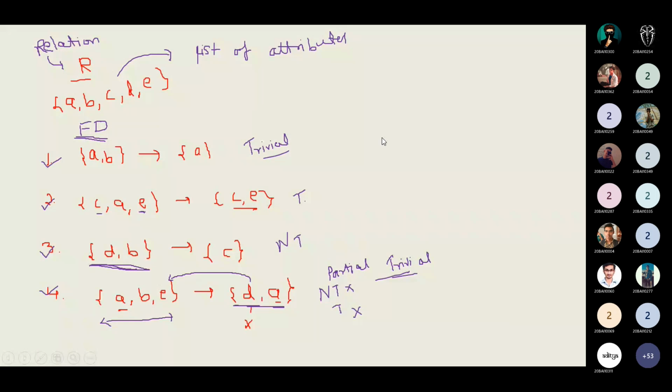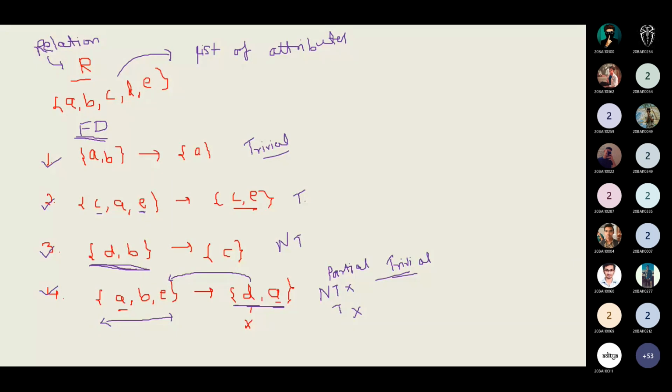I have taken some examples in front of the students. There is a relation A, B, C, D, E, the list of attributes I'm choosing. There's a functional dependency I'm putting: AB determines A. So A depends on AB, or AB determines A. This dependency is known as trivial. Is it true or false? Yes, A depends on AB, so it is true. Good. And CE depends on C, A, and E.